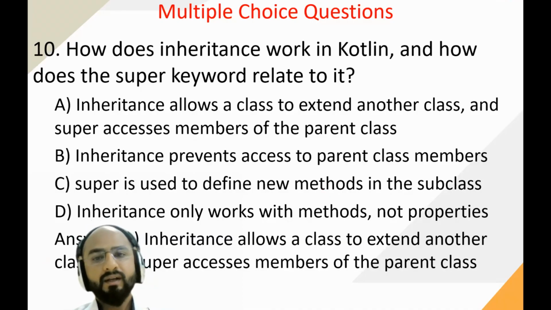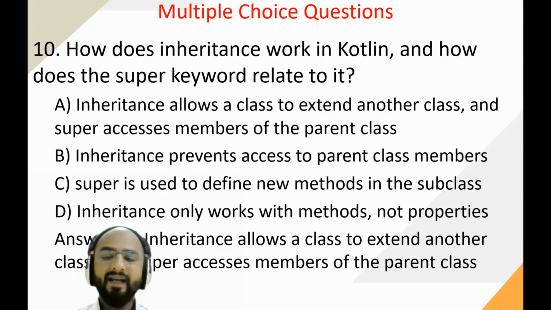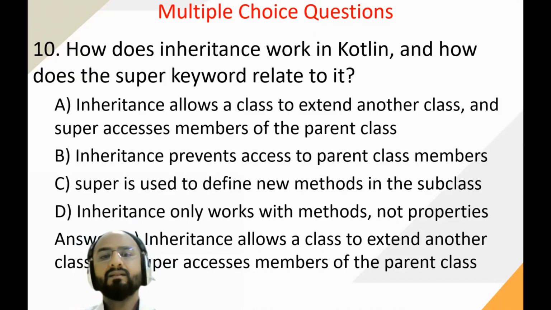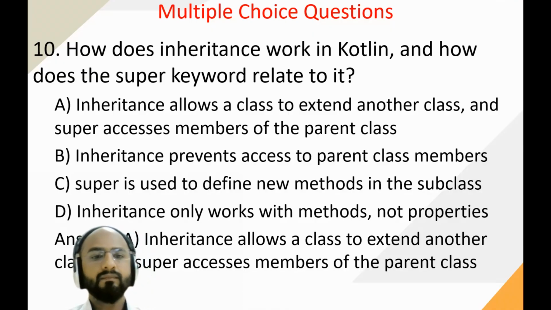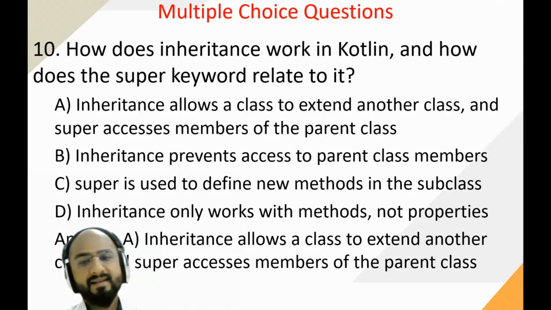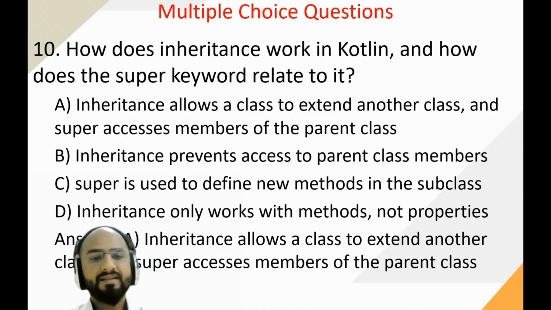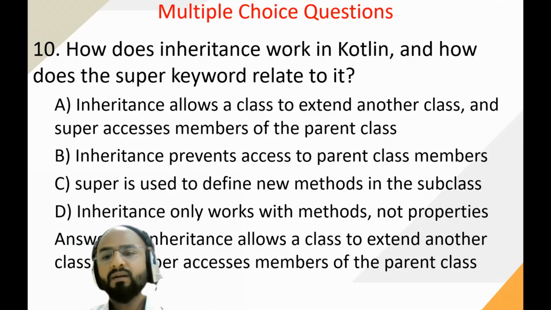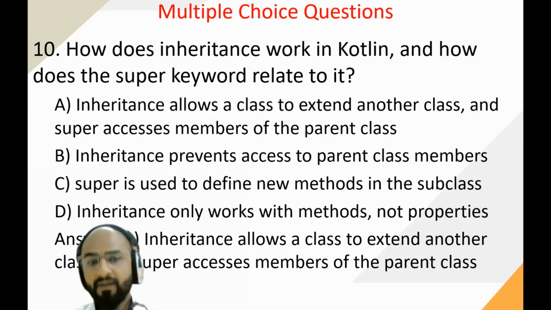Last question. How does inheritance work in Kotlin, and how does the super keyword relate to it? I have explained this point to you guys also. A, inheritance allows a class to extend another class, and super accesses the members of the parent class. B, inheritance prevents access to the parent class members. C, super is used to define a new method in the subclass.